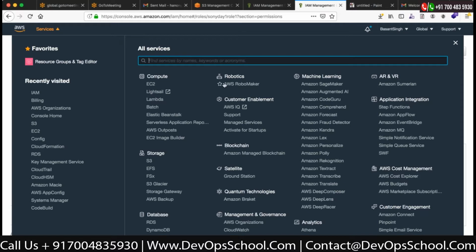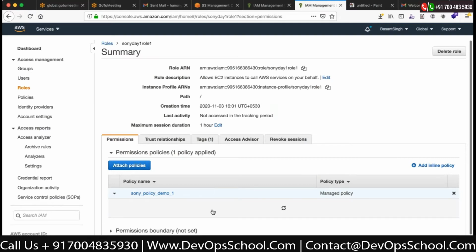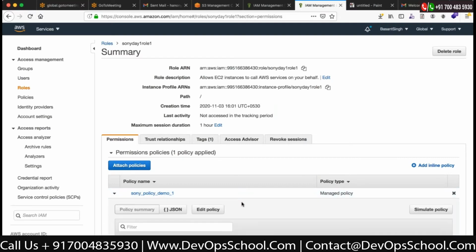We have to attach that role to the EC2, and this particular role will be able to communicate with all the services. Communication is one thing, but what actions this role can perform is always defined in a policy. So this is a policy which is attached, which defines what actions this particular role can take.